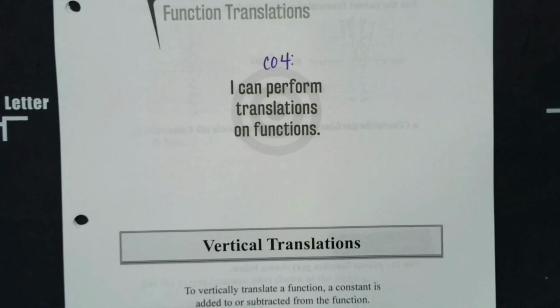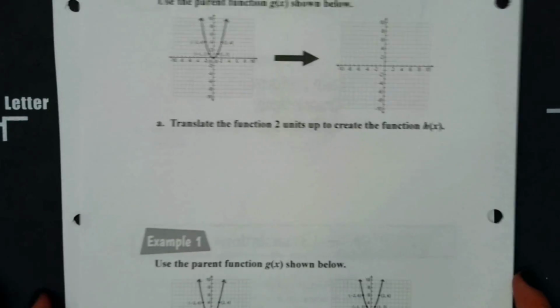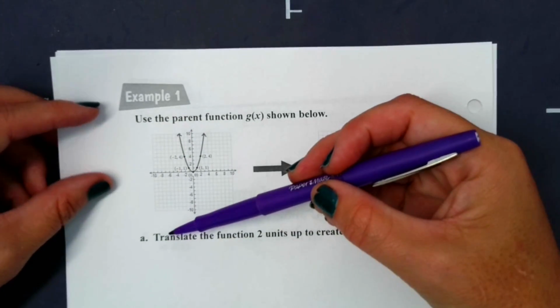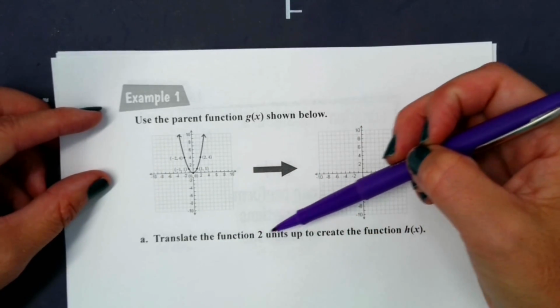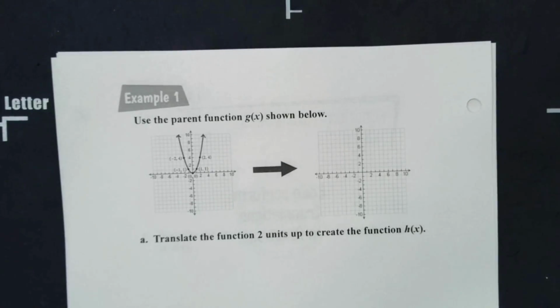All right, CO4, I can perform translations of a function. Okay, we're going to skip over the vocabulary. We've kind of already talked about most of it. So, we've done a lot of this. We're going to kind of take a step back to yesterday. And this just says translate the function 2 units up to create the new function, h of x.